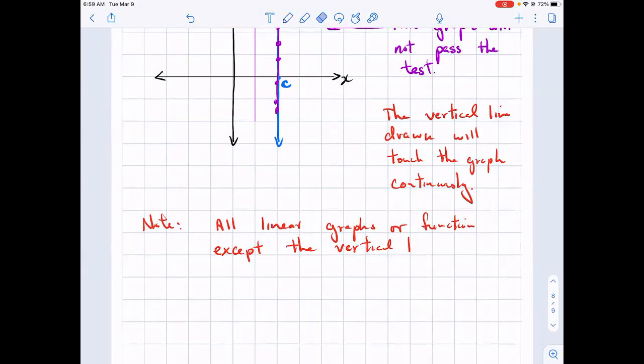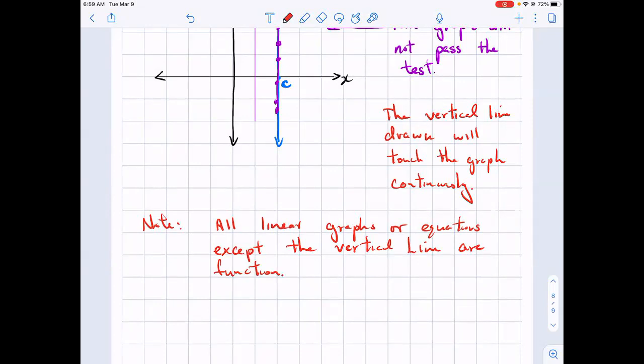So I don't want to say function here, all linear graphs or equations except the vertical line are functions. So only if it's a vertical line, you will notice.